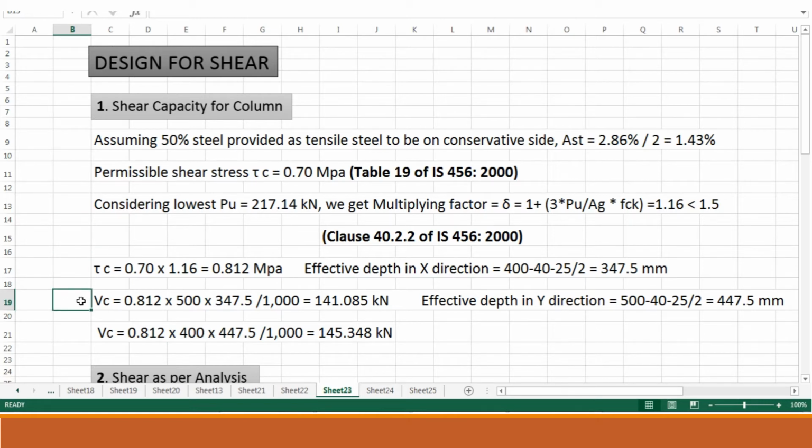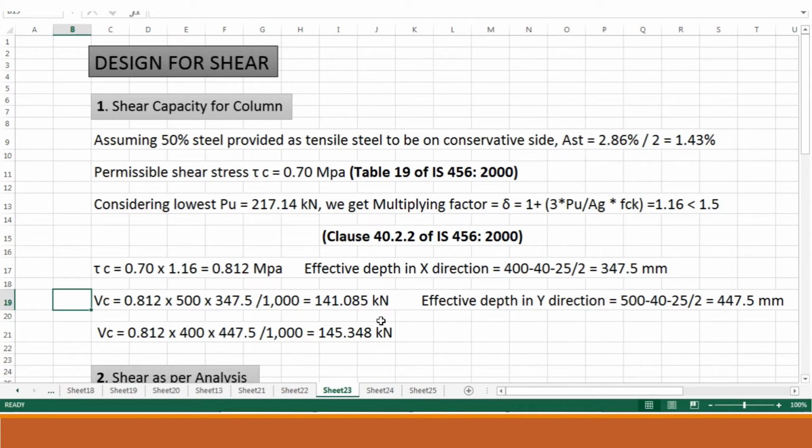Now VC is the shear capacity in the X direction, what we are determining first, thereby it would be tau C, that's 0.812 into 500 into 347.5 divided by 1000. Now here 500 is the depth of the beam and 347.5 is the width of the beam. Now this value would be 141.085 kilonewton.